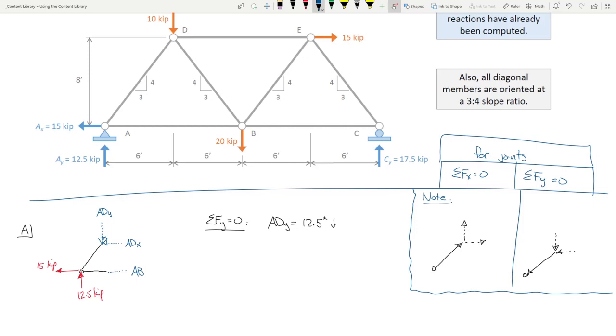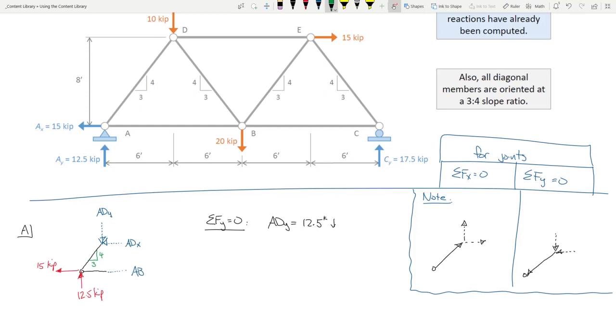Okay. Now, how do we figure out that slope? How do we figure out that component? How do we do that? The way that we do that is we use the slope ratio. Remember, this diagonal is at a 3 to 4 slope ratio. Now, from a right triangle standpoint, we're sort of using the tangent because we've got opposite and adjacent. So if we've got one leg and we need the other, really all we need are these two numbers.